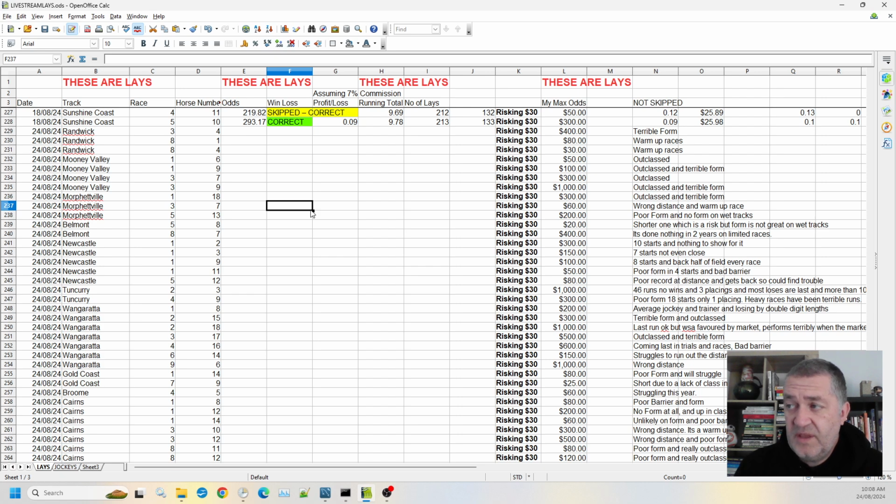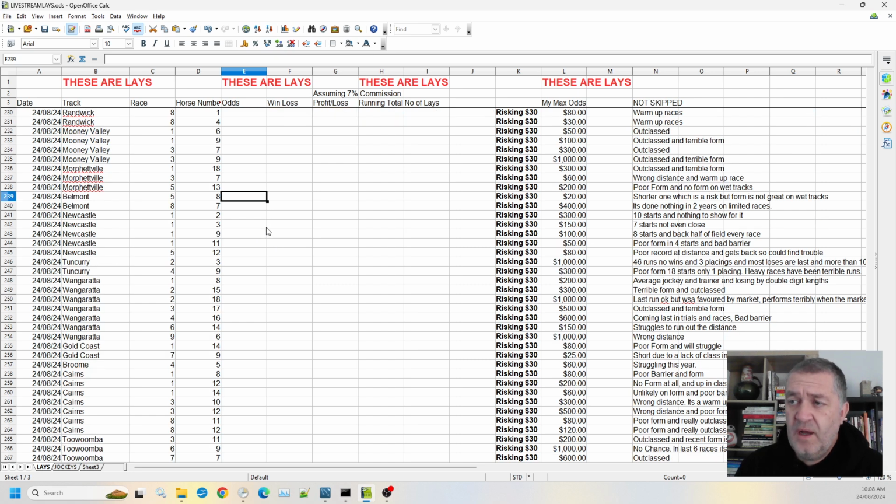Race 3, number 7, up to $60. It was really, again, the wrong distance for this horse, and it's really just a warm-up race for that horse. Morphettville race 5, number 13, up to $200. It had poor form, and its form on wet tracks was terrible. So it had had some runs, and pretty much it's not a horse that likes to run on wet tracks. And I believe Morphettville is a slow or heavy track.